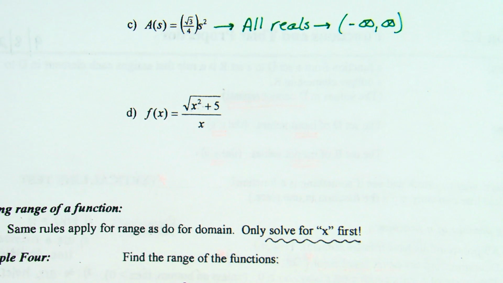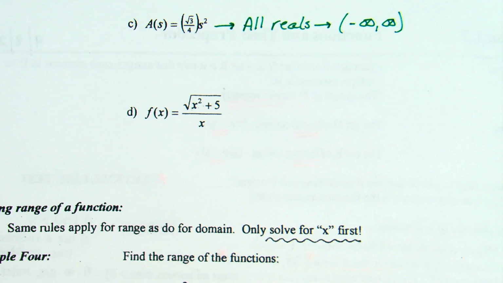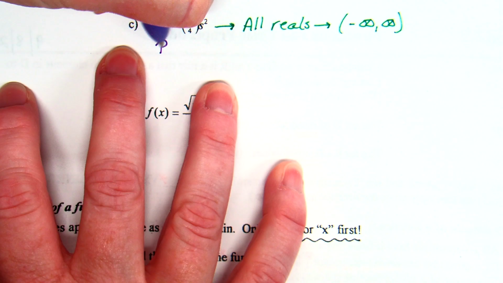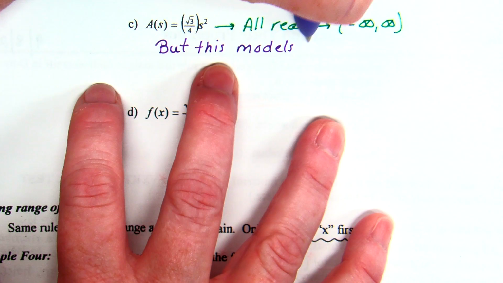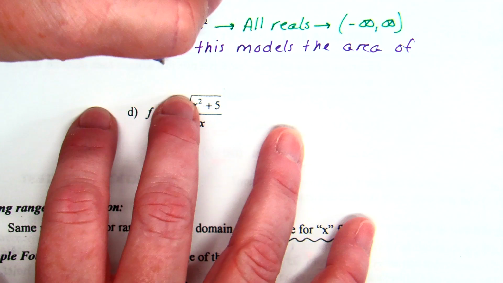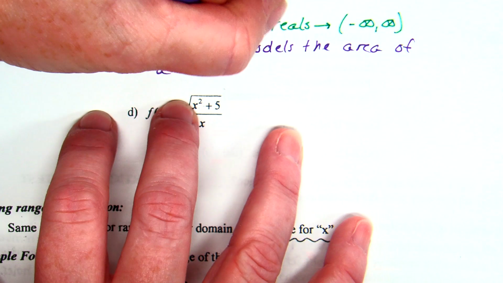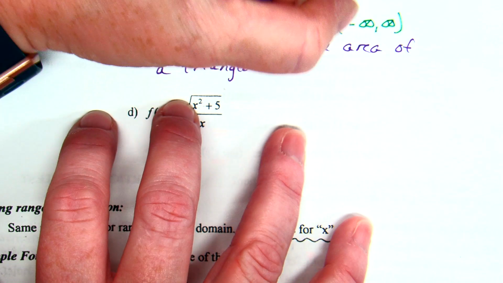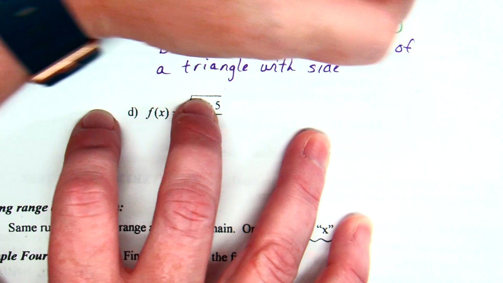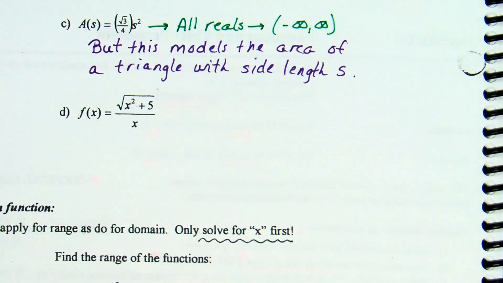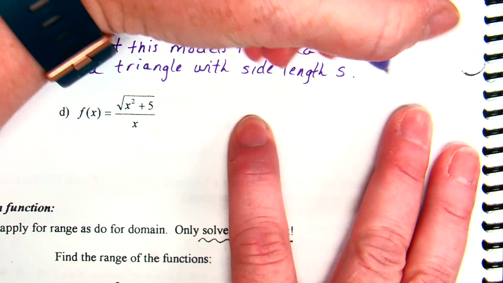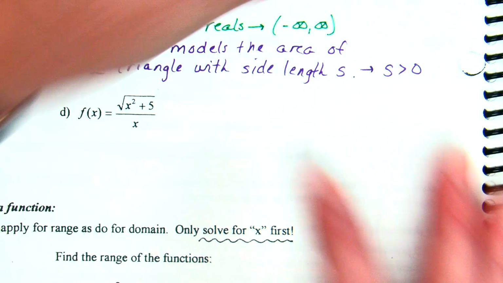So what I'm going to write down here is, but this models the area of a triangle with side length S. And we just talked about if it has side length S, then S will have to be positive. It has to be greater than 0.